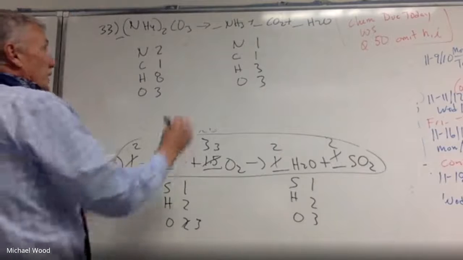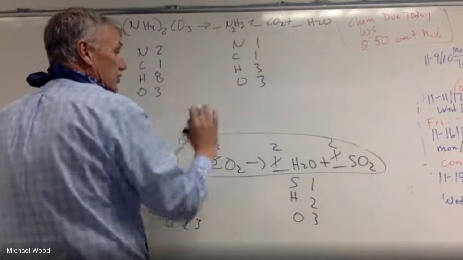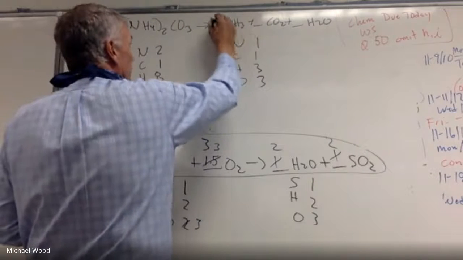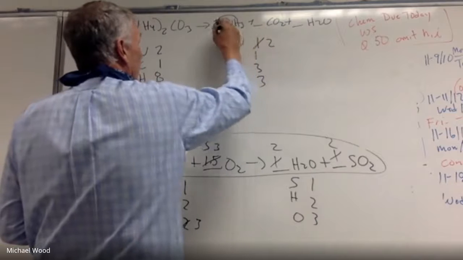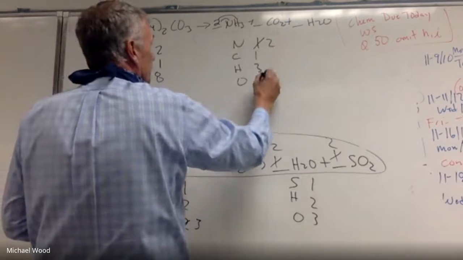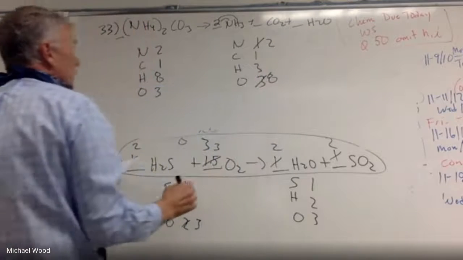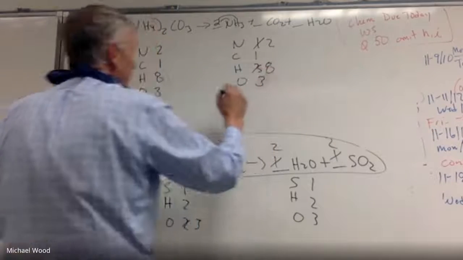Okay, so I need 2 N's over here. So I cannot change the subscript, that's against the rules. So I've got to put a 2 here. That 2 distributes, so that gives me 2 N's. But now I have 2 times 3 is 6 H's and then 2 more there. So 8. Whoops, did that wrong. That is 8. Now I think everything's balanced.